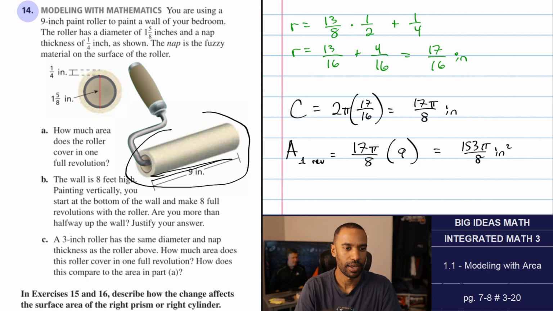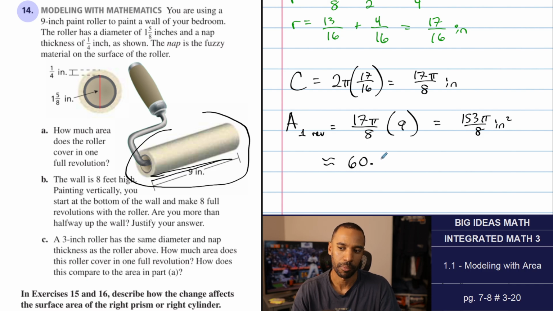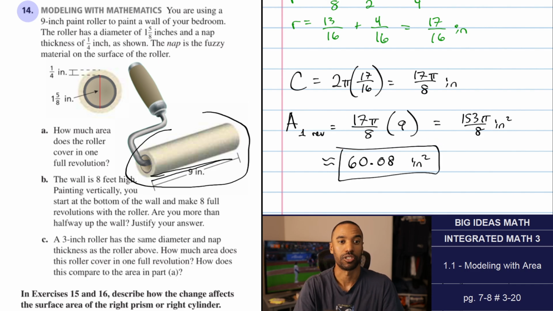I'm going to go and use the calculator right now and figure that out. Oh, I still have that table up. 153 pi divided by 8. It's giving me approximately 60.08. This is one where, because it's not people, I feel like I want to use decimals. Maybe 60 is the right number to say, 60.1. For now, I'll say 60.08 square inches of paint coverage. Just one full revolution is going to give us that amount.